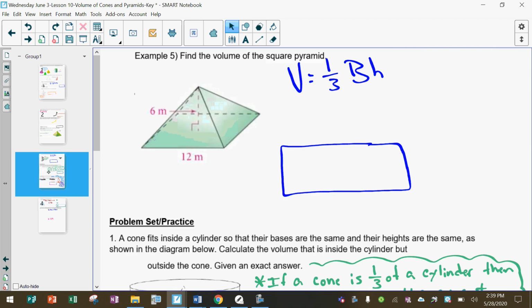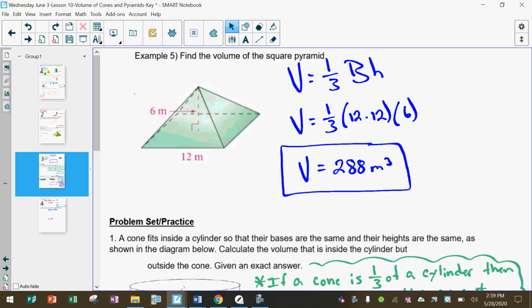So if we have a square base, that means the area of the base shape is side times side, side squared. In this case, 12 times 12. The height of the pyramid is 6. So you go to your calculator, push the buttons, and we get our volume.